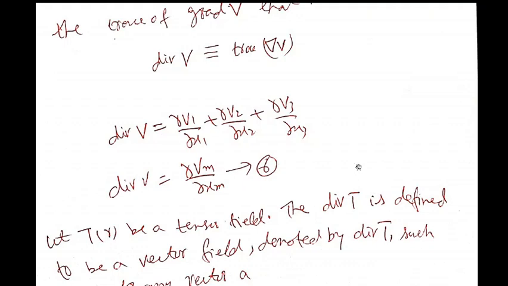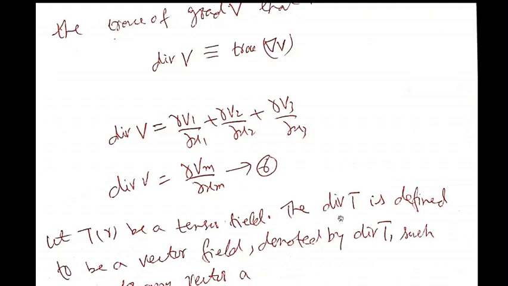Phi is a scalar, zeroth order. The gradient of phi is a vector, first order tensor. V is a vector, first order tensor. The gradient of V is a second order tensor, from zeroth to first, first to second. Here if V is a vector, the divergence of V will give you a scalar, first order tensor to zeroth order tensor, decreasing.